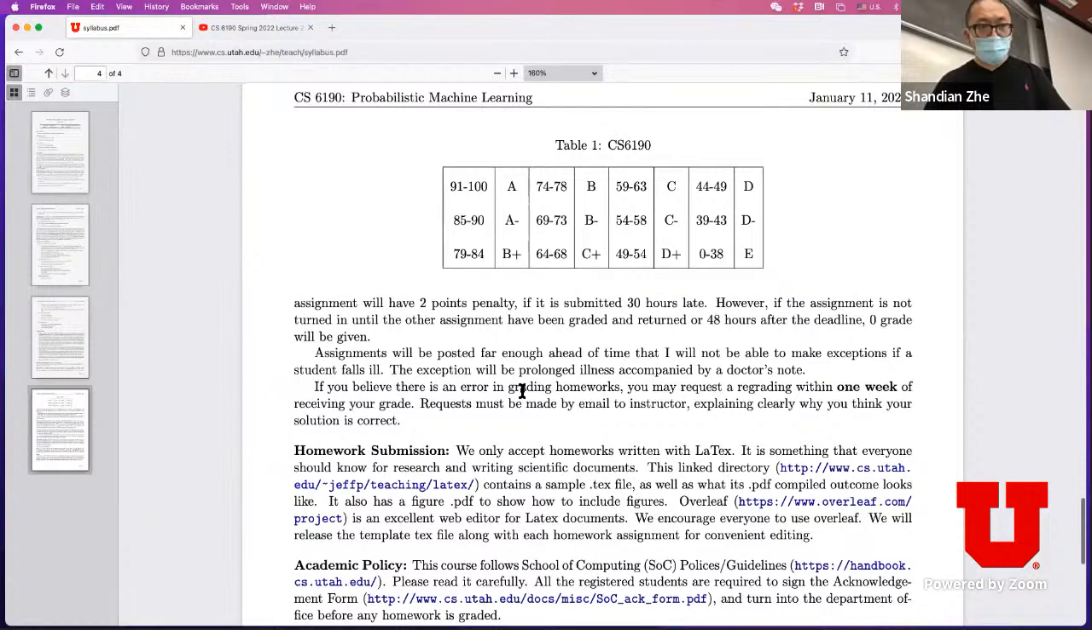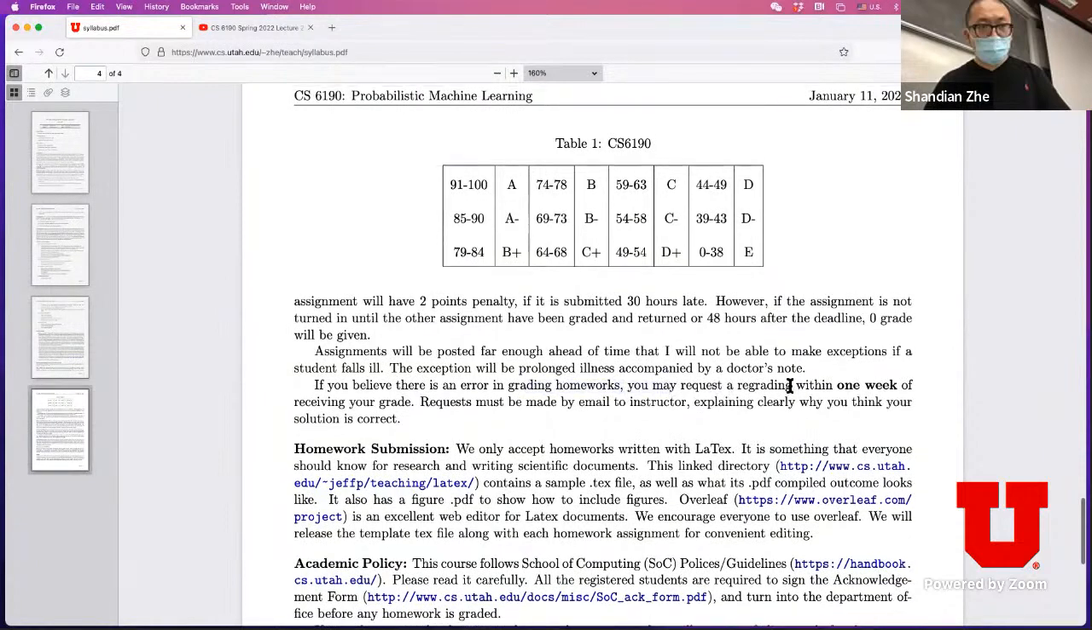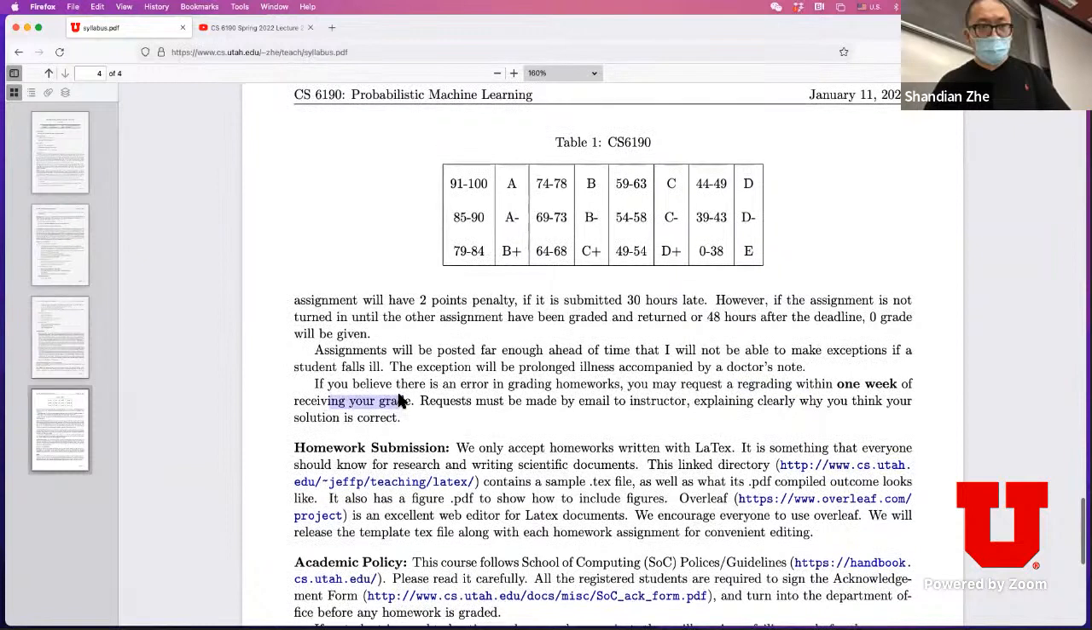And if you believe there's an error in the grading of your homework, you can request a regrade within 1 week after receiving your grade. Right? So we'll ask our TMs to regrade, but don't ask us to regrade homework 0 at the end of the semester. That won't be fair to other students.